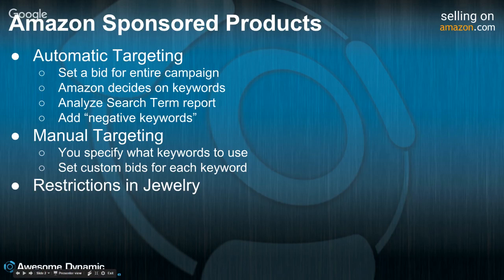All right. So we already talked about the restrictions in the jewelry category. Okay. So let's say I start to do these campaigns in Amazon sponsored products. Where exactly do my ads show up on the Amazon interface?